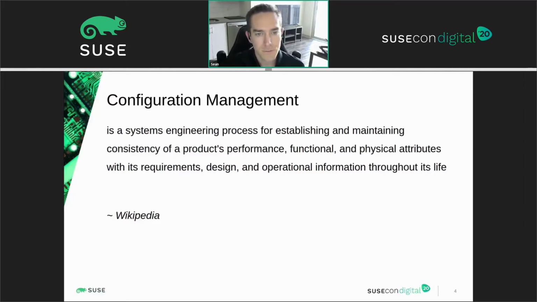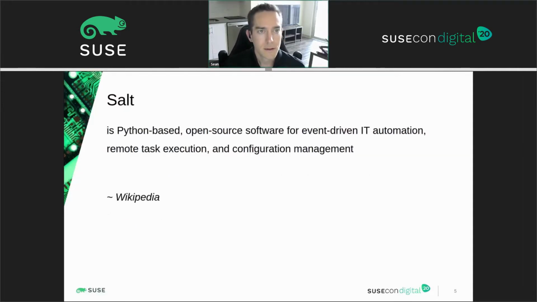As far as existing tools to choose from, there's many examples. Ansible, Salt, Chef, Puppet are a few, and with this talk, we'll focus on Salt. Salt is an open source Python-based tool for event-driven IT automation, remote task execution, and config management. It uses state files, which are YAML format, to define the configuration, and these can be considered also as definition files as they define the expected state of a system.